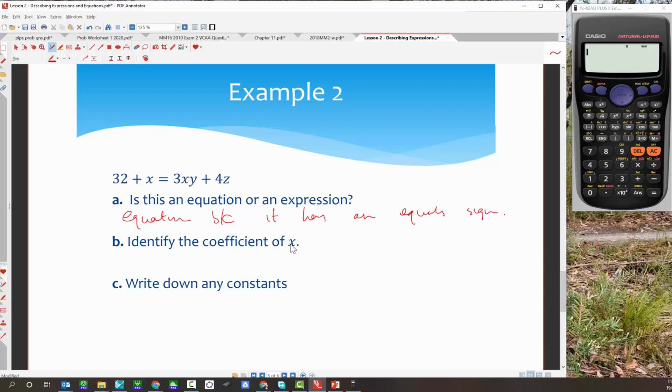Identify the coefficient of x. Where's the x term? There it is there. Notice how it doesn't have a number in front of it. You can easily write a 1 in front of it. So the coefficient here is positive 1, or just 1. Write down any constants. The only constant there is 32, which is a positive number.